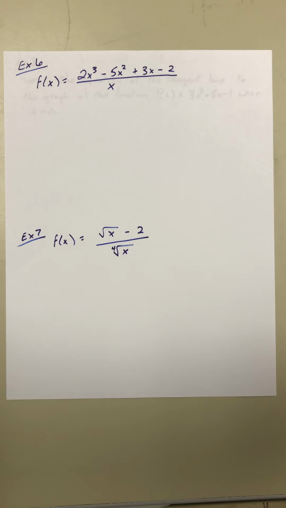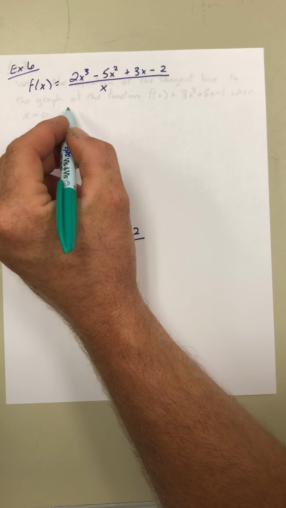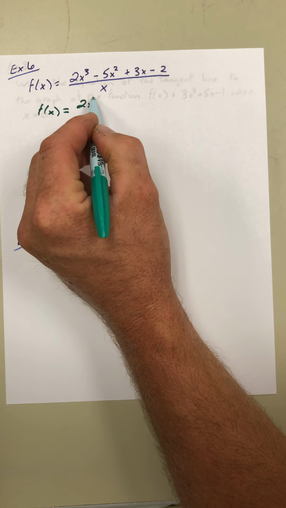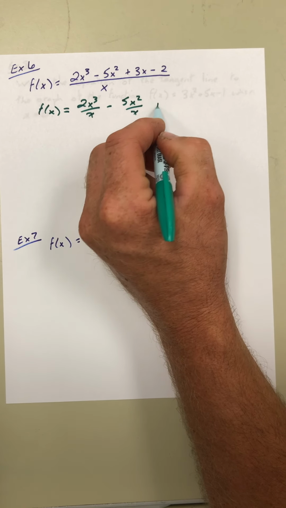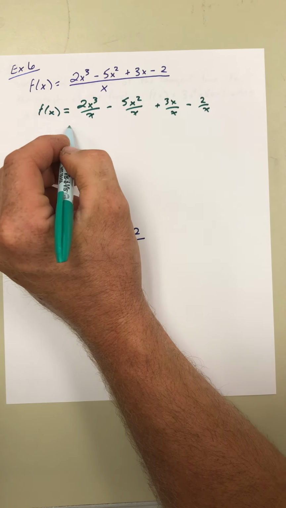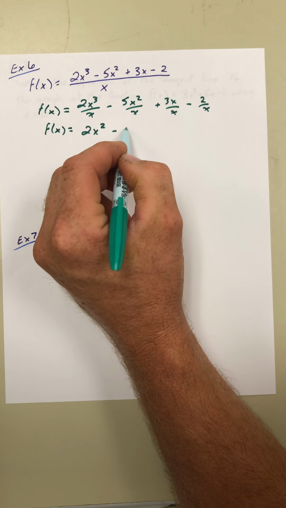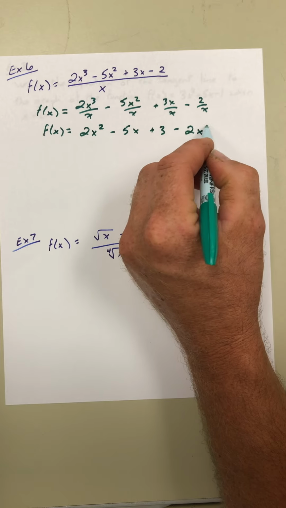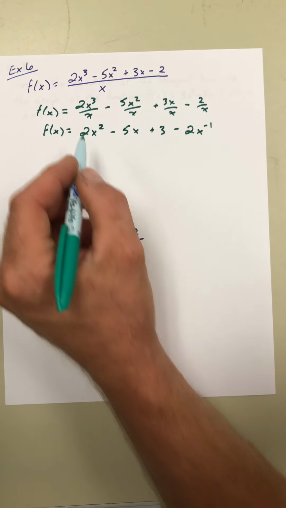What happens in example 6 here? We see that we have a fraction, a nice big old fraction. So the only thing we can do with this is go ahead and break it up, kind of decompose that fraction. So our f of x, we can rewrite this as 2x to the third divided by x, minus 5x squared divided by x, plus 3x divided by x, minus 2 divided by x. Cleaning that up, our original function, we get 2x squared minus 5x plus 3 minus 2x to the negative first. And we're going to bring that to the top since I know it has to be in power form.